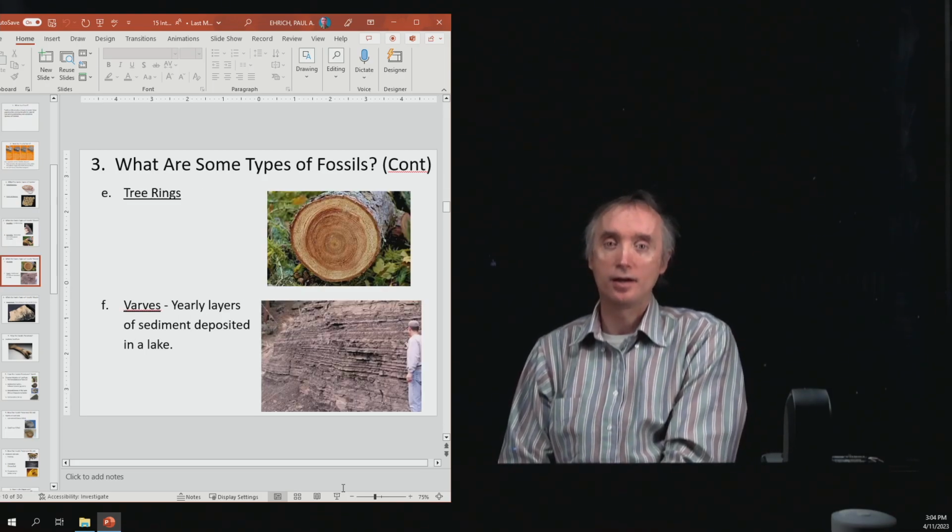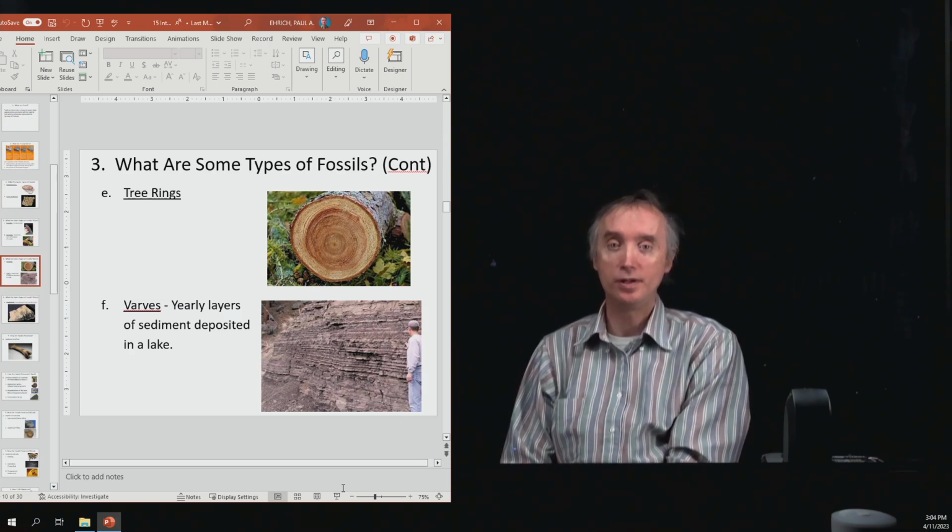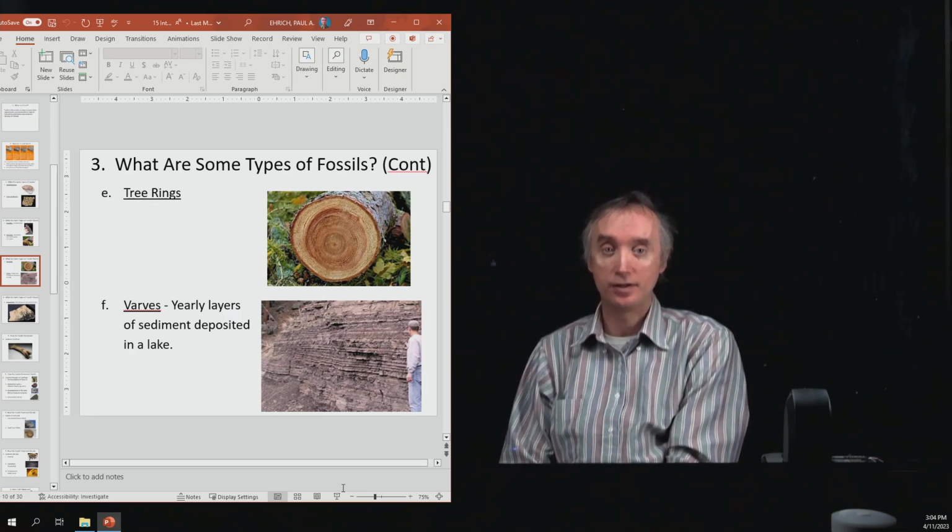Okay, another type of fossil would be tree rings. And so by looking at the thicknesses of those tree rings, you can tell whether the season was a wet season or a dry season. And then by counting up the number of tree rings, you can figure out how old the tree was when it got cut down. So a tree will have one tree ring per growing season.